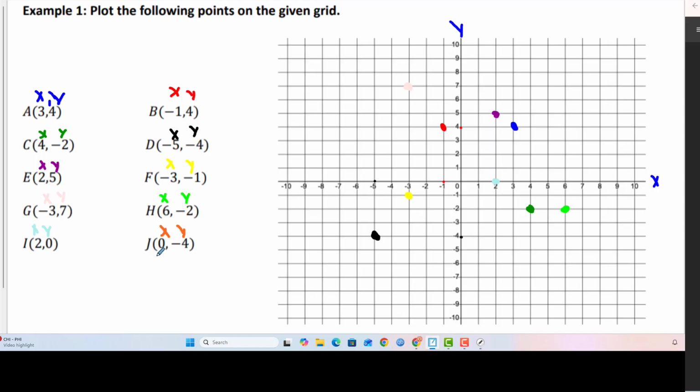X, y. So if you remember the definition, x is your horizontal movement and y is your vertical movement. So if my x value is 0, that means I didn't move left or right. So I'm starting at 0. And my vertical movement is -4 or down 4. So 1, 2, 3, 4. So that would be right there. So erase these points there. And there we have it. That's our points A, B, C, D, E, F, G, H, I, J. Please check to see if you did it correctly. We're going to move on now.